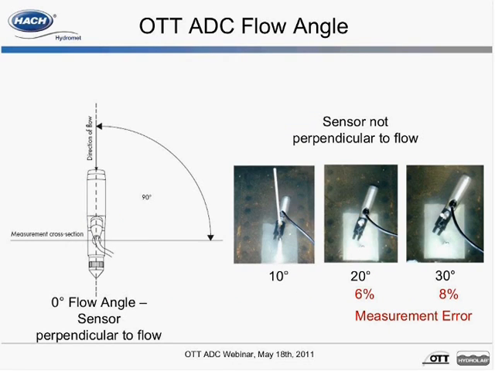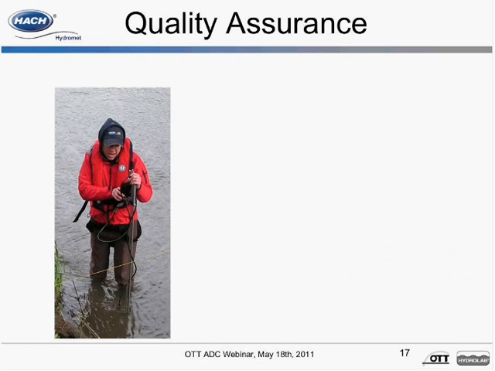Due to the measuring principle and the location of the ultrasonic transducers, the ADC is relatively unaffected by angular flows. Field tests have shown that measurements were unaffected by angular flows up to 10 degrees. In the field, it is possible that the measurement error could be as much as 6%, with a flow angle of 20 degrees, and approximately 8% with a flow angle of 30 degrees.